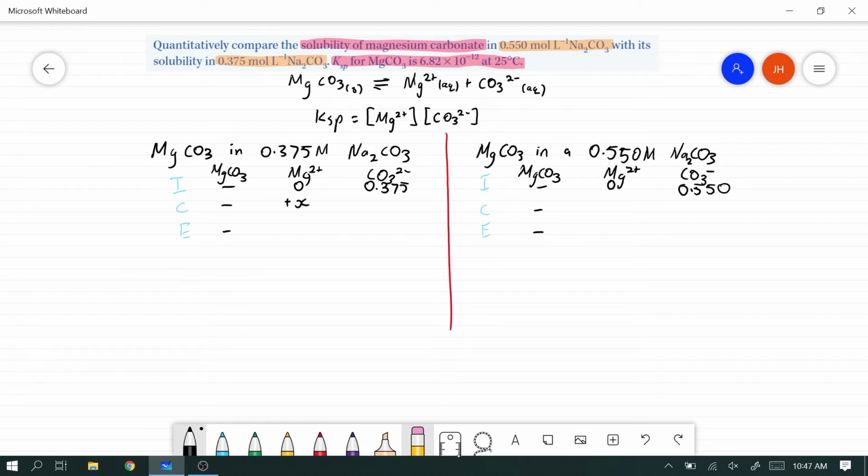We could say that there would be an increase in X concentration for both of these, and that's going to be based on the amount of magnesium which actually dissolves as well. Now, that's going to be the same for the carbonate ions. It's also going to be a plus X. So that means that we're going to end up with a concentration of X at the bottom of both of these. And the concentration of the carbonate is going to be the original concentration plus the additional.